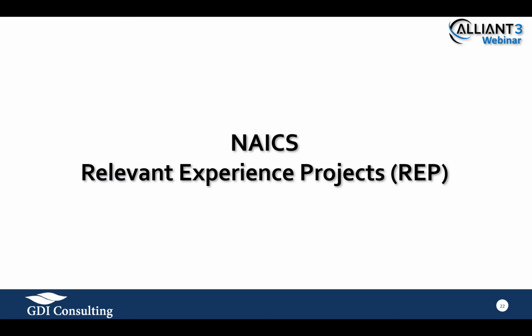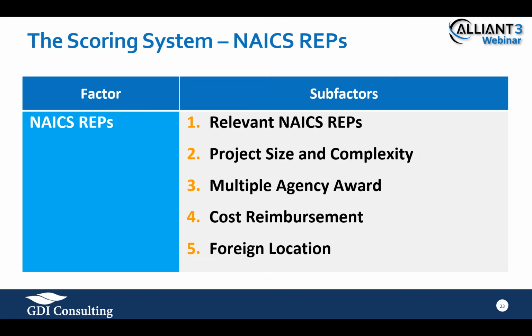So let's start with the first one, the NAICS Relevant Experience Projects, or REPs. So this one itself has 5 different sub-factors. So you don't lose me, we are discussing main factor NAICS REPs. By itself, it has 5 sub-factors: relevant NAICS reps or base points, project size and complexity, multiple agency award, cost reimbursement, and foreign location. So these are the sub-factors, and I'm going to explain each of them for you.